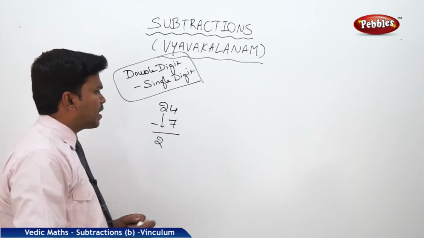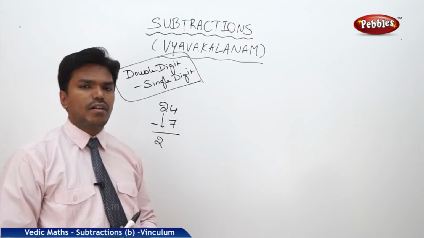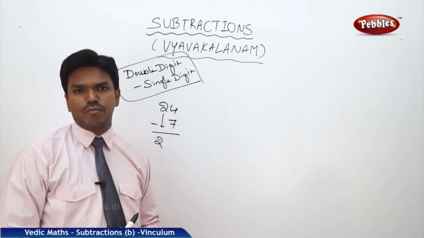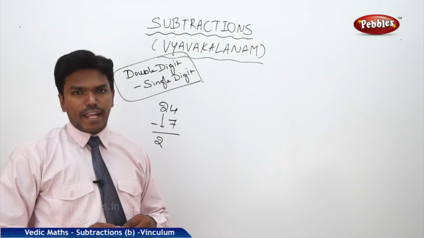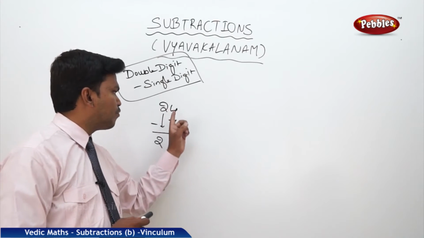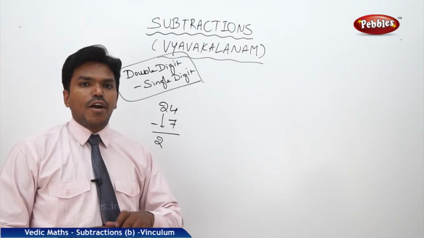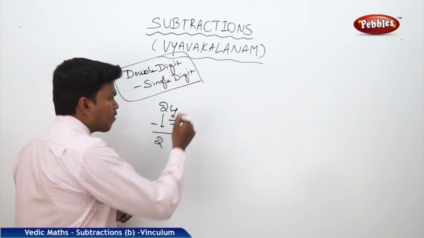Now you tell me, 4 minus 7. Is it possible to subtract 7 from 4? No, it is not possible. So what I say is, when subtraction is not possible for the digits, just like 4 minus 7, you go for the reverse subtraction, that is, subtract 4 from 7.